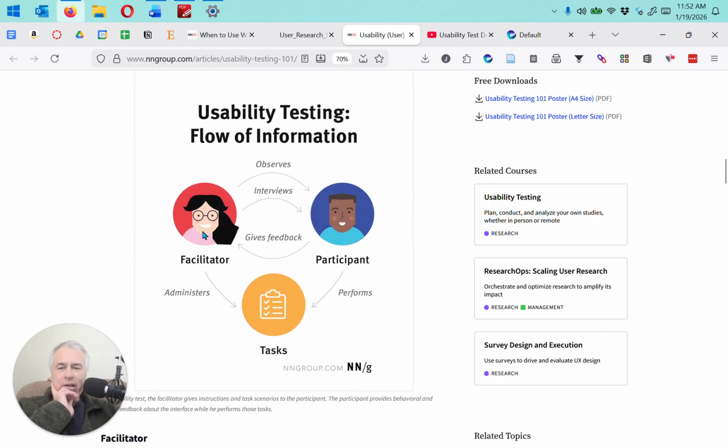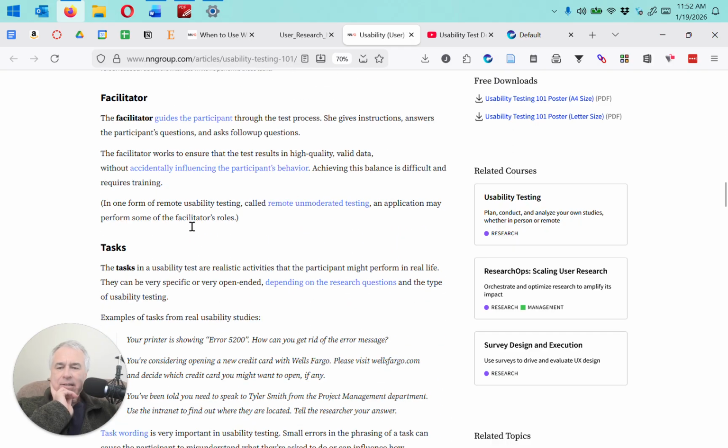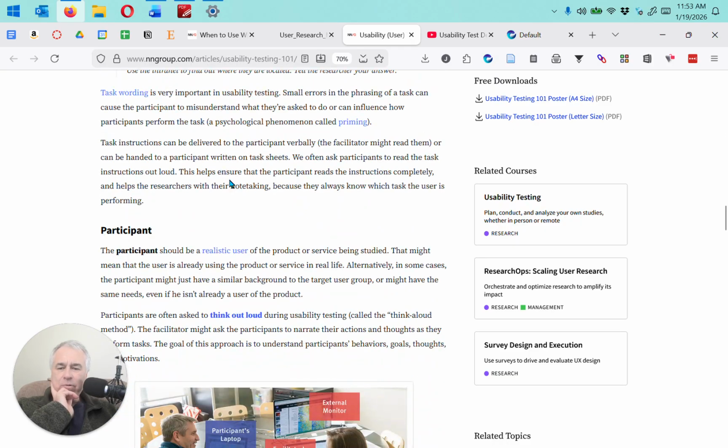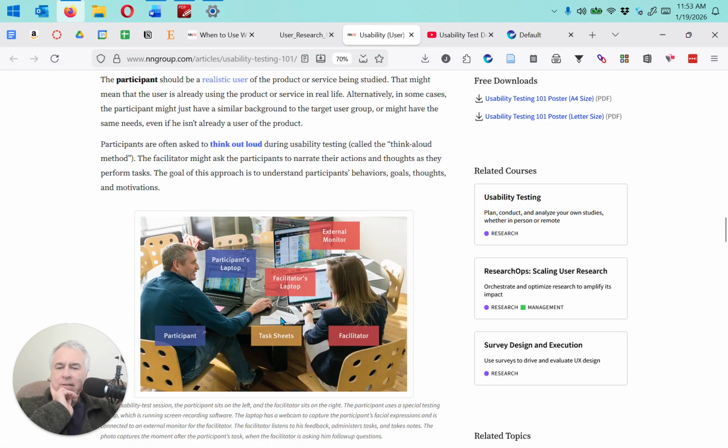Here it's trying to show you that the facilitator is observing the participant, so there are feedback loops, information. It's kind of like a collaboration between the two as they work through this task or set of tasks. It's going to define these different roles. It gives you some examples here of usability studies.